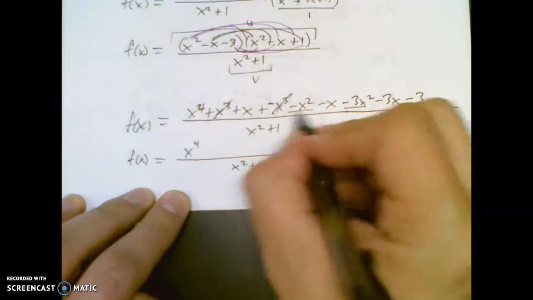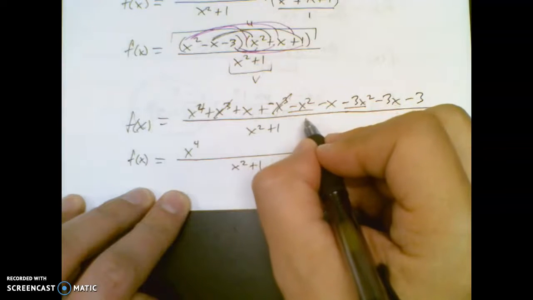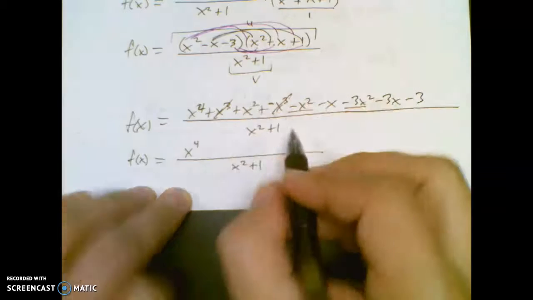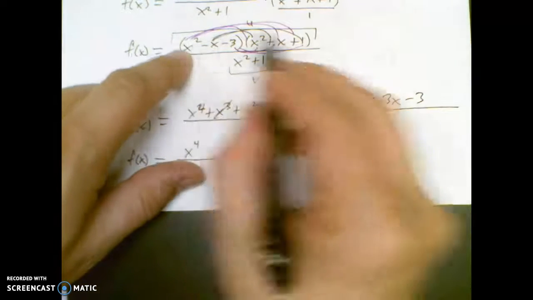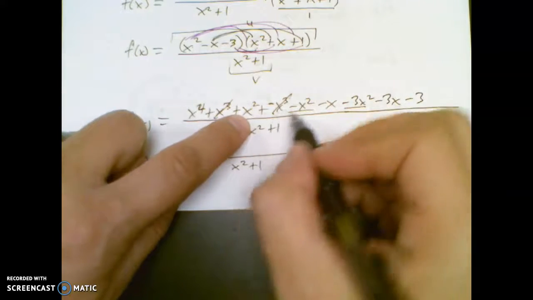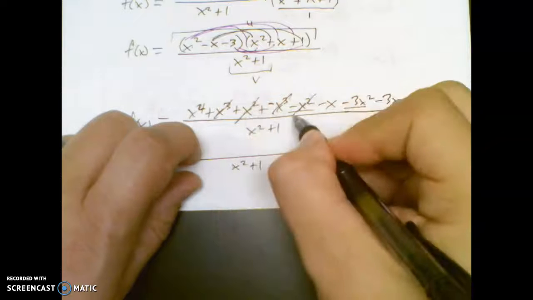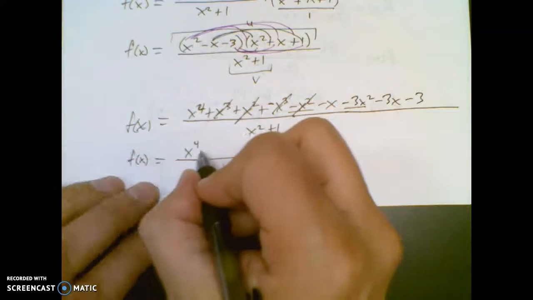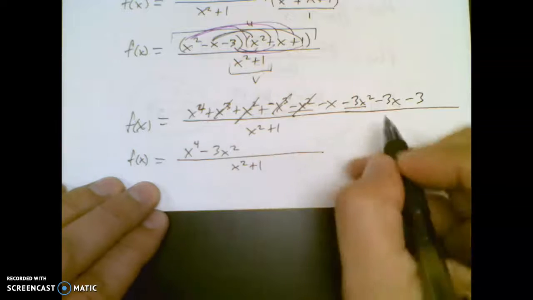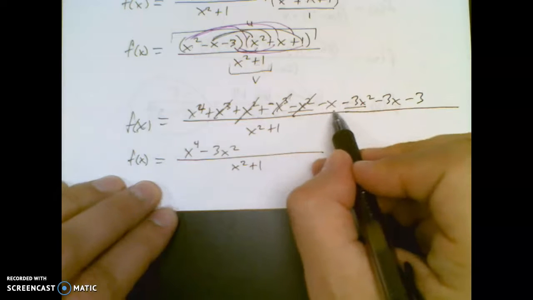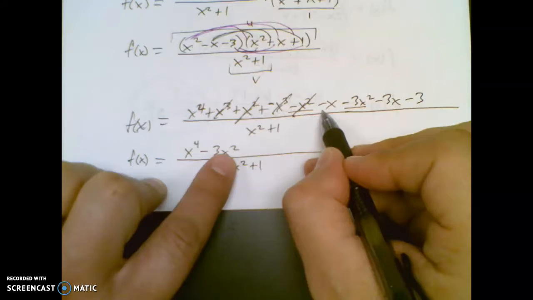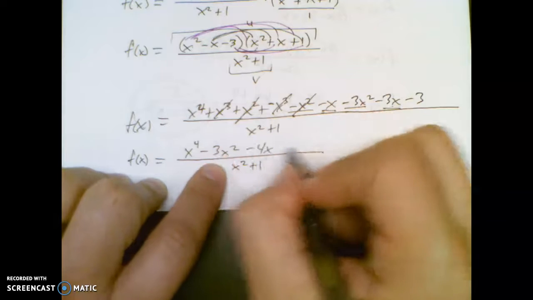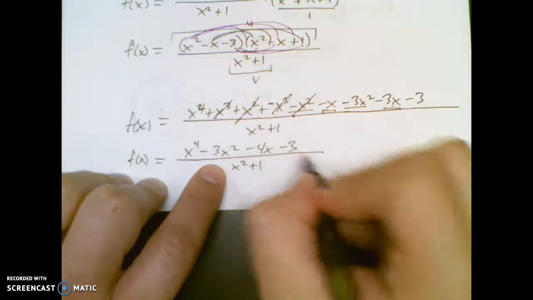Oh no, hold the phone here. This one should have been an x squared. Gosh darn it. I knew there's something wrong there. My first times my 1 should have been an x squared. Okay, let's try that again. This kills that, and you're left with just a minus 3x squared. And then the x's, I got a negative 3x and a negative x, so minus 4x, and then a minus 3. All right, that looks better.